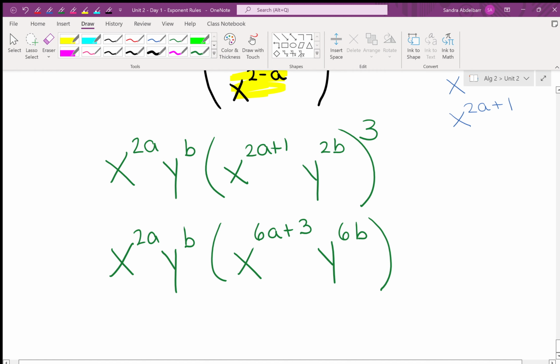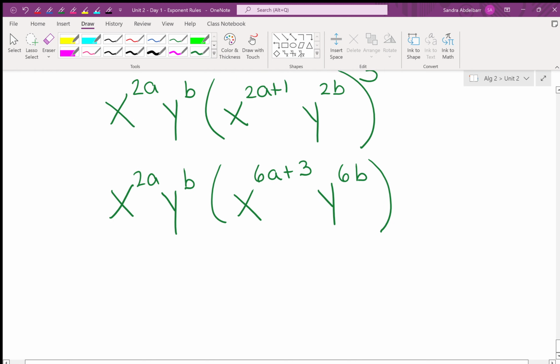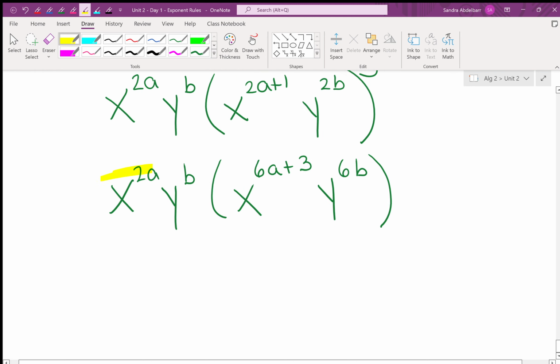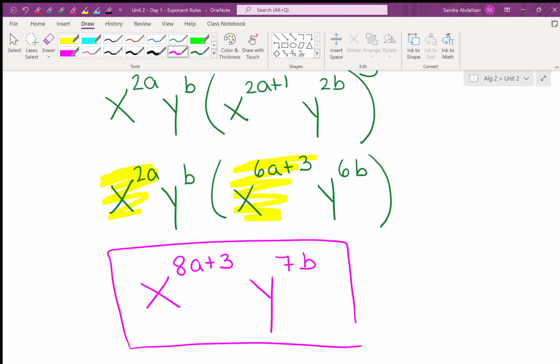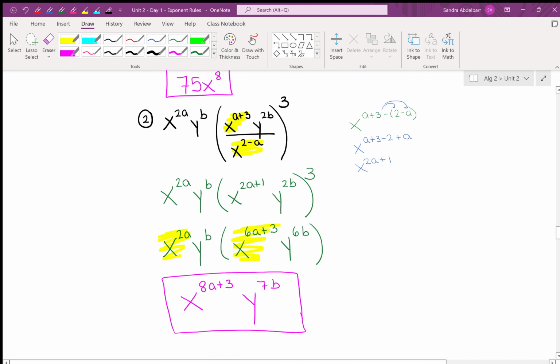Now we multiply. What's the rule for multiplying? Multiply your like variables by keeping your base and doing what with your exponents? Adding them. So this is going to be x to the 8a plus 3, y to the 7b. Did I go too fast, or are you all keeping up?